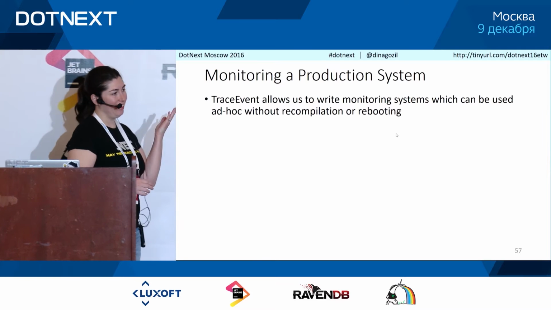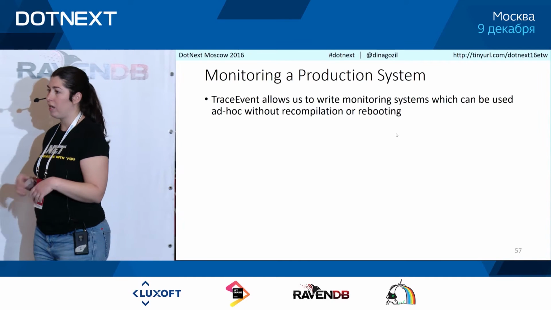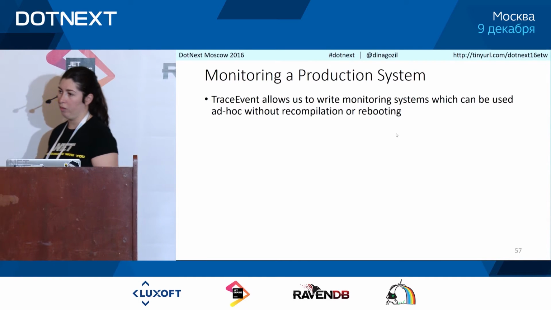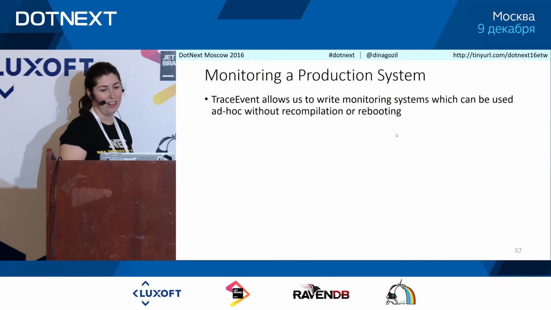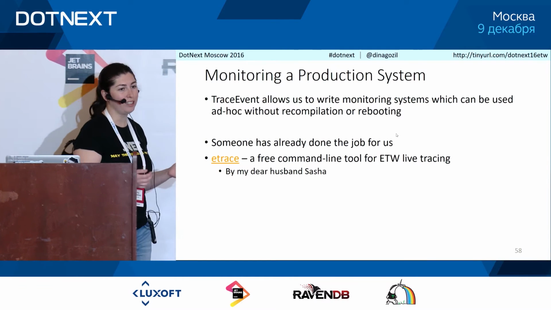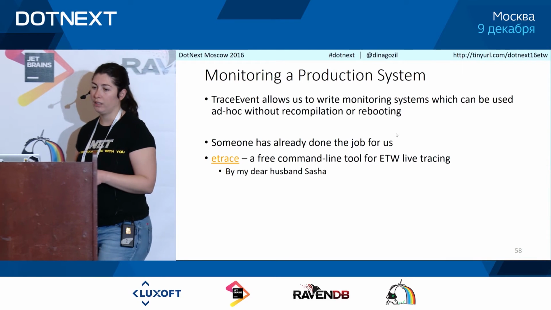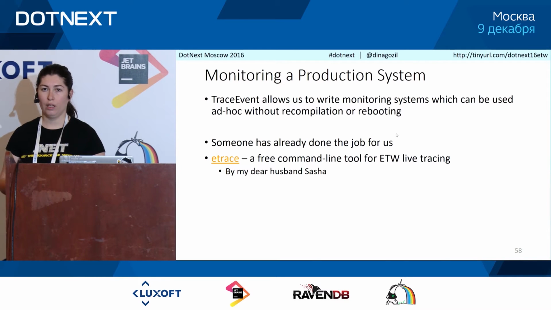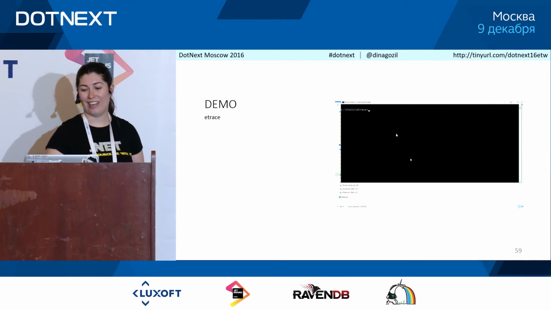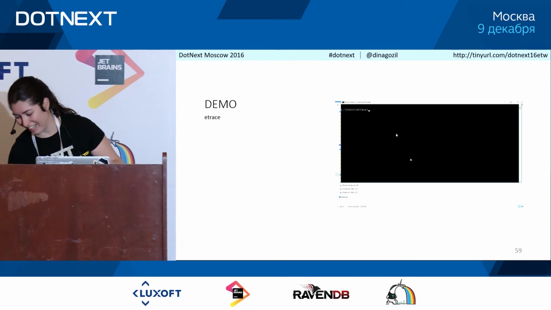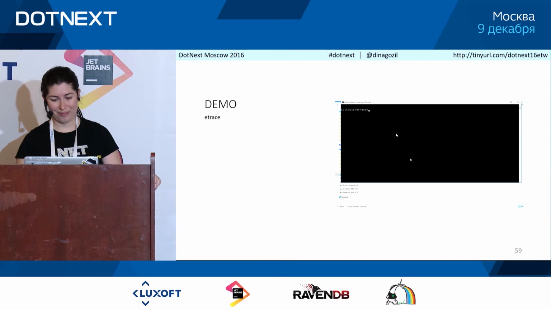So, using the knowledge we just learned, it is now obvious to us that we can write our own program which monitors anything we want dynamically without having to restart our applications. Luckily for us, though, someone else has already done that for us. There's an open source project on GitHub called eTrace, which gives you a command line interface for live monitoring of events. So, again, I'm not going to run it in real time because we're running out of time, so we'll just see screenshots.